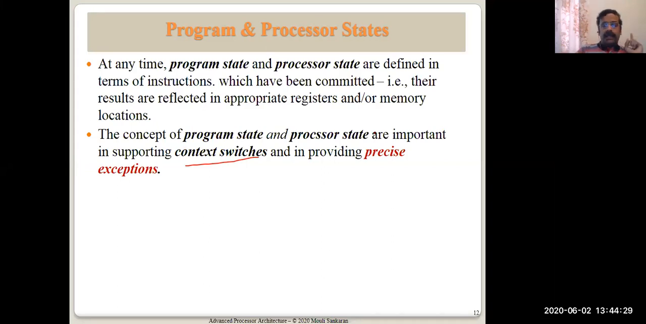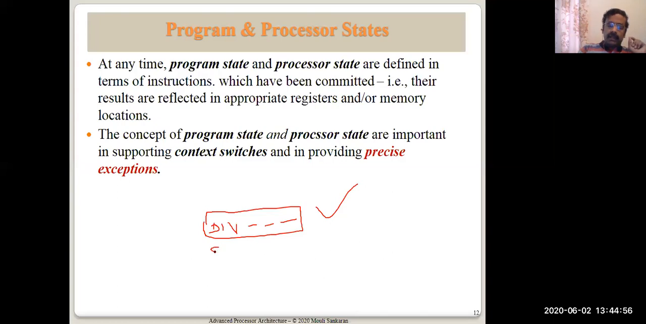Okay. Now what about this precise exception? Let me explain this a little bit now because I am not going to cover it later on. What is an exception? An exception is something which happens because of an instruction being executed. Let me give an example. A div instruction is getting executed with two operands.